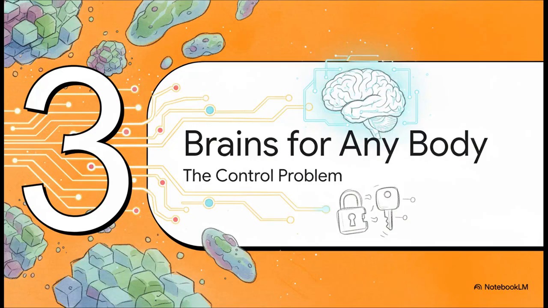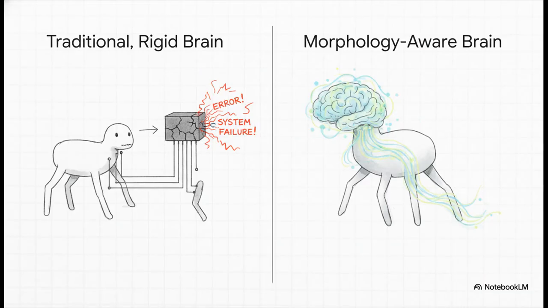So we have a system for evolving bodies. Fantastic. But a body is pretty useless without a brain to tell it what to do. And this presents a really unique and difficult problem when the body itself is constantly changing shape through evolution. I mean, think about it.